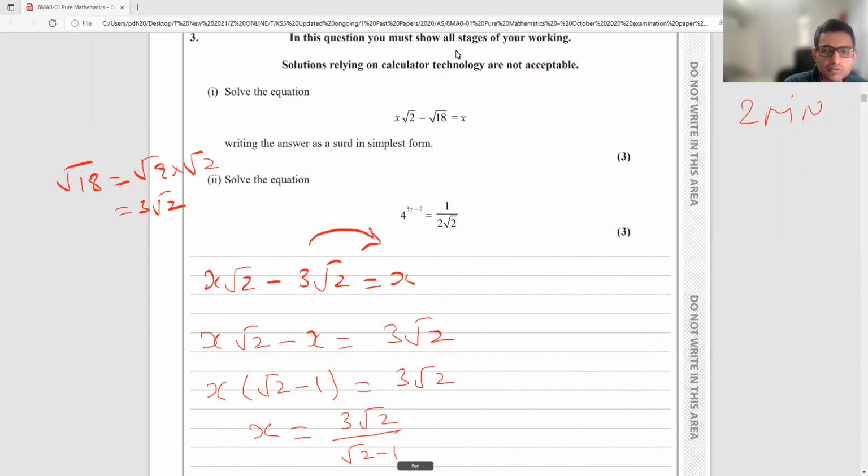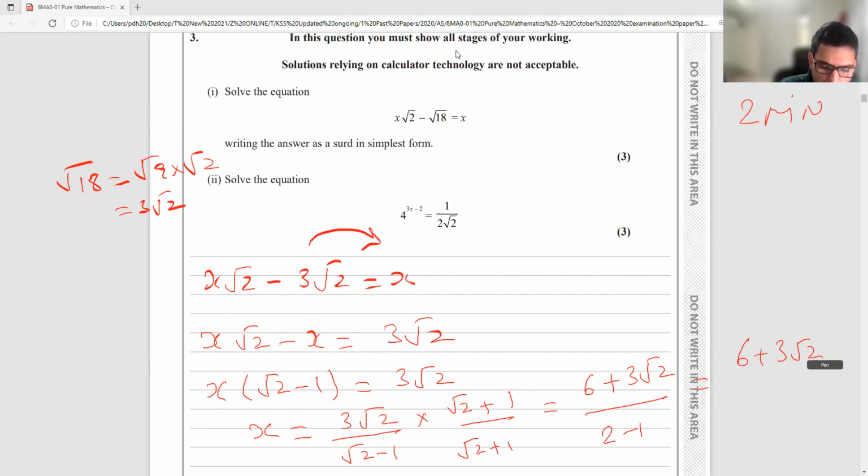And once we go to this point, we know we can't leave it as it is, so we need to rationalize it. Rationalize means you multiply by root 2 plus 1 over root 2 plus 1. When we expand the bracket, we get root 2 times root 2 is 2, 3 times 2 is 6, plus 3 root 2 over, at the denominator we get difference of 2 squares, which is 2 minus 1. So final answer is 6 plus 3 root 2 over 1, which is the same as 6 plus 3 root 2.